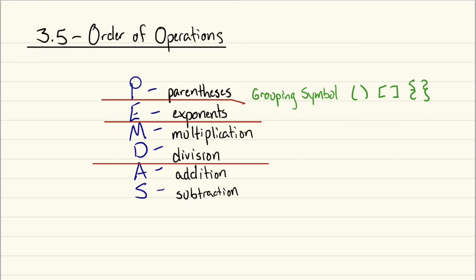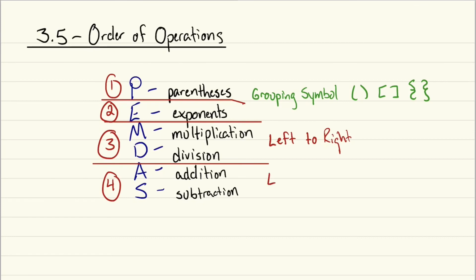So what that basically tells me is that my first step is to take care of anything inside the parentheses. Then we move on to anything with an exponent. Then we move on to anything that is multiplication and division. And since multiplication and division are grouped together, we solve those left to right. So we just start on the left-hand side of our math problem and we work our way towards the right. The last is here, which is addition, subtraction, and again we solve that going left to right.